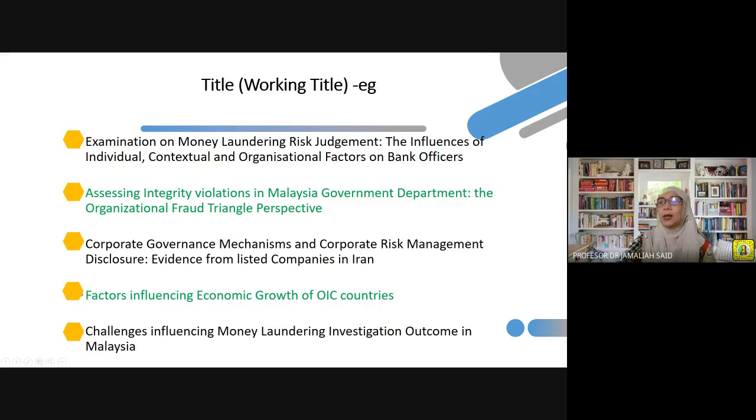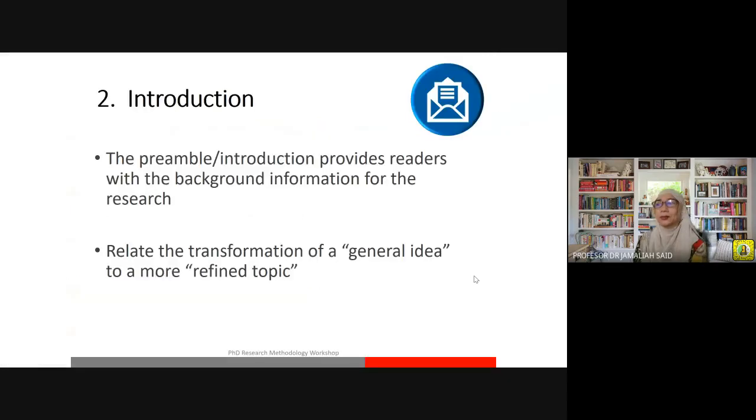Okay, I hope you're clear on how to develop a topic for your proposal. So what should be in the introduction? Introduction provides readers with the background information of the research. Normally in the introduction you should start with a broad area, then narrow to your sample. You go from the broad problem area, narrow it down to your country, then narrow it down to your sample. I hope I have an example after this.